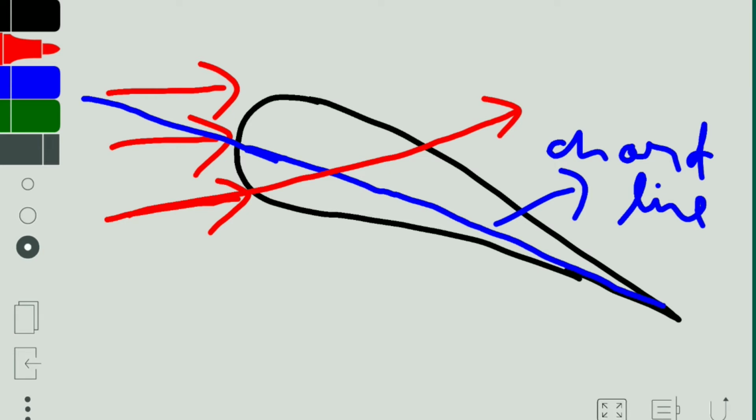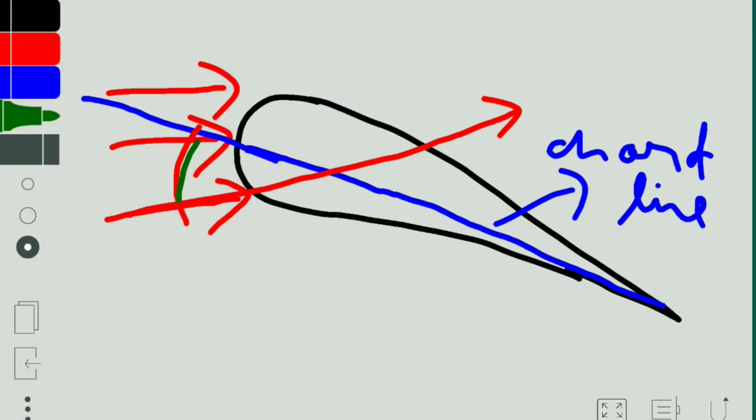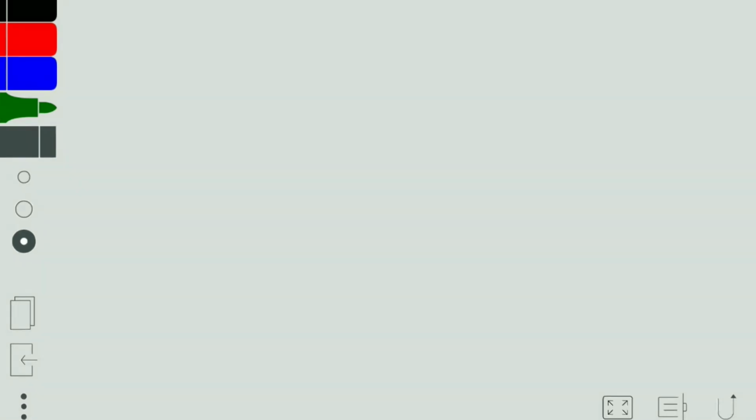So this angle, I'll use another marker. So this angle is alpha, which is the angle of attack, which I'll show as AOA. So this is the angle of attack. Angle of attack means the angle which is made between the chord line of an aerofoil and the relative airflow.